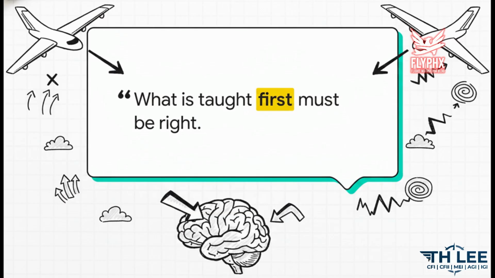Let's zoom in on that principle of primacy for a second. What is taught first must be right. I can't stress this enough. This is absolutely critical in aviation. Imagine consistently applying the wrong rudder input during a steep bank. Unlearning that bad habit is confusing, it eats up expensive training time, and it's honestly much harder than just learning it right the first time. The very first time you learn a skill, it creates this almost unshakable mental impression in your brain.